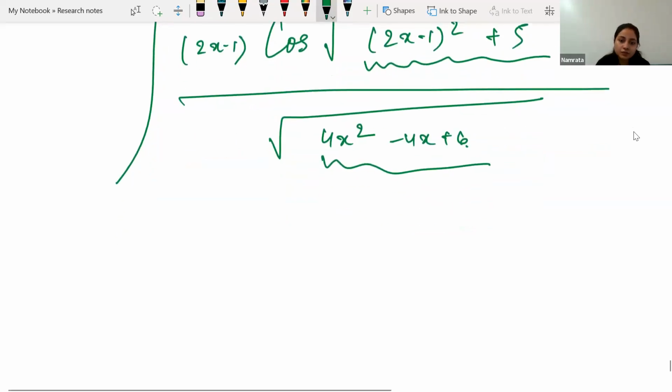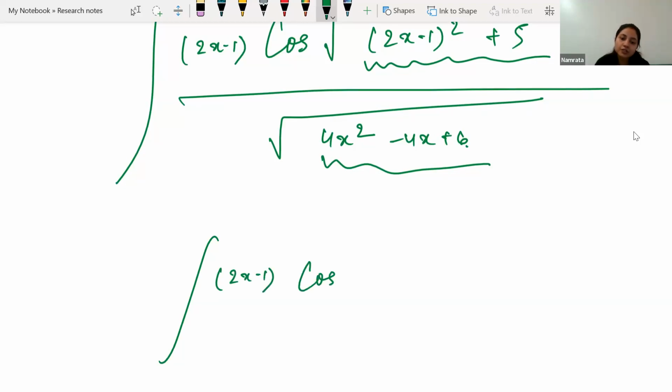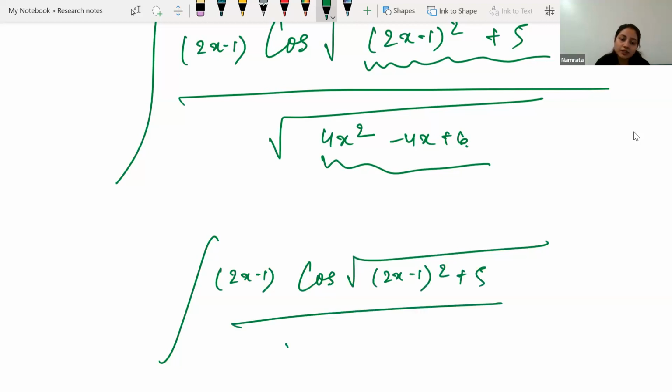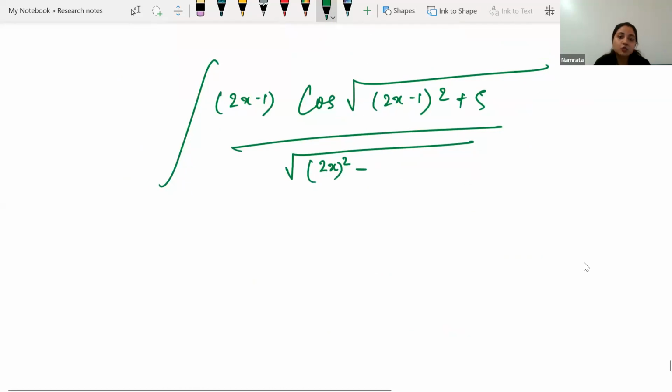Let's see. So we can write it as 2x minus 1 cos of under root 2x minus 1 whole square plus 5. And in the denominator, if we will try to make it a whole square. You all know how to make perfect square. This is how we make. Whatever is the square term, we write it. Then we see whether there is a plus sign or minus sign. Here minus sign is there. I am writing minus sign. And I will not look at this 4x. What I am going to do, I am going to make 2ab by myself.